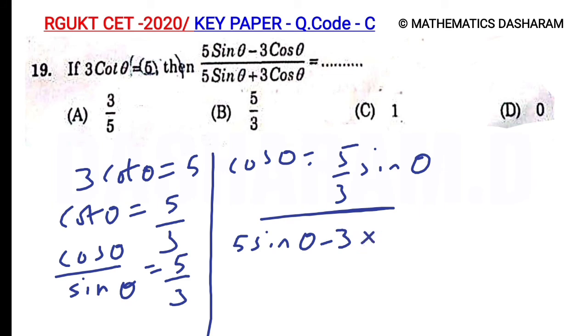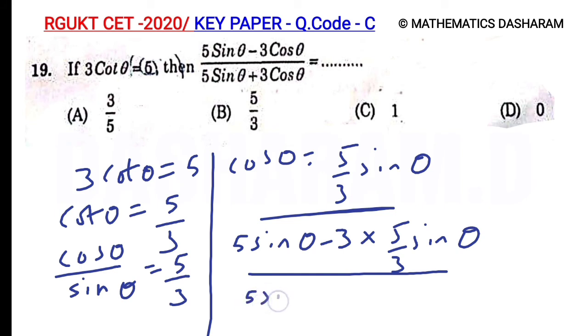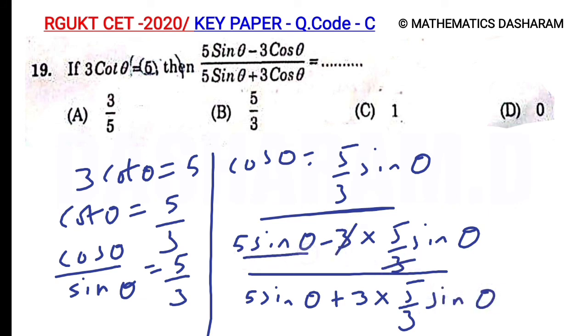So that is 5 sin theta minus 3. In place of cos theta, you can substitute 5 by 3 sin theta, divided by 5 sin theta plus 3 into 5 by 3 sin theta. Here the 3s cancel, 5 sin theta and 5 sin theta with the minus sign, so both are cancelled, and the answer is 0. So option D is correct.